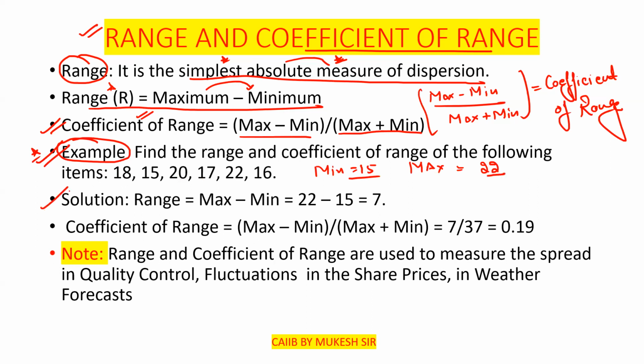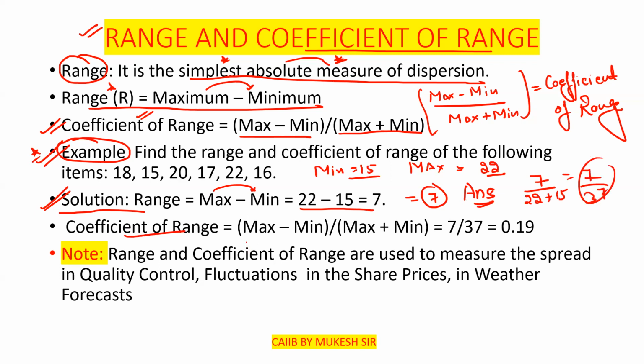So what is the range here? Range is equal to maximum minus minimum. 22 minus 15 is 7 here. And what is the coefficient of range? Maximum minus minimum upon maximum plus minimum, that is 7 upon 22 plus 15. So 7 upon 37. Clear? It is 0.19.